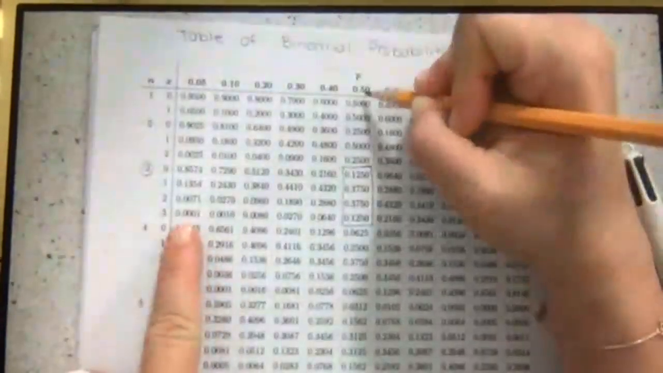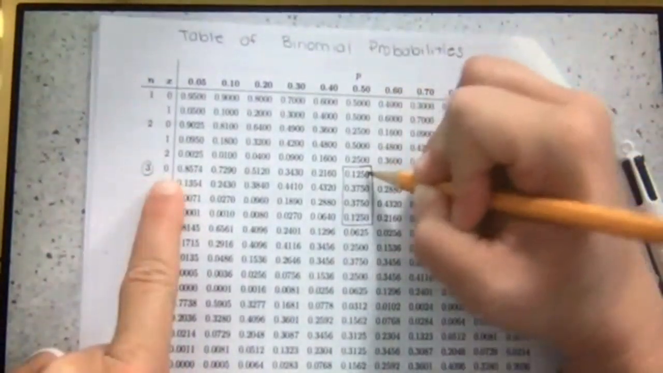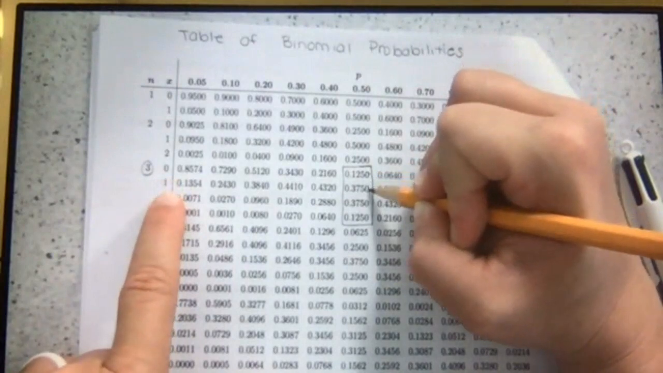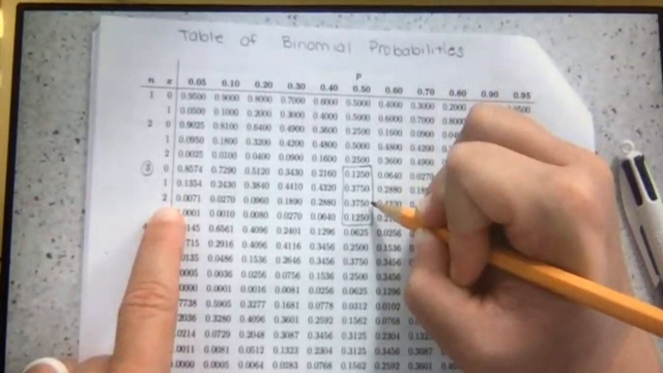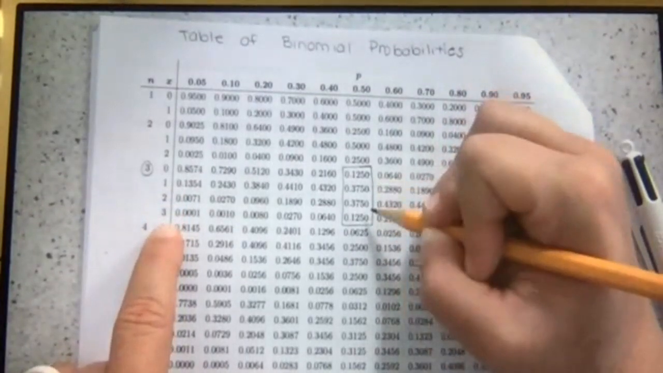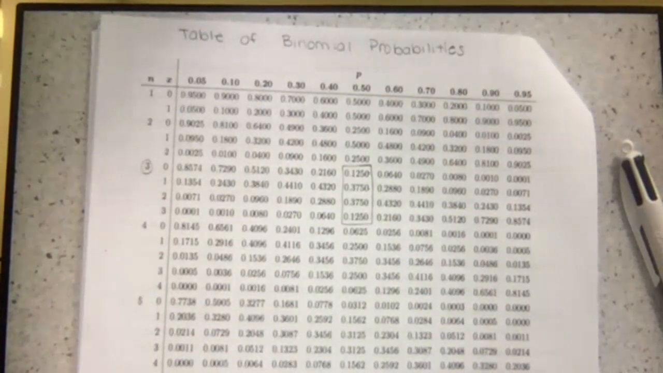So again, our probability was 0.5. Our n value is 3. When x is 0, my probability is 0.125. When x is 1, my probability is 0.375. When x is 2, my probability is 0.375. And when x is 3, my probability is 0.125. So it just says it for you. You can either do it on the calculator or on the table, totally personal preference. You have the table on the test and you have the calculator on the test. Questions on this one?